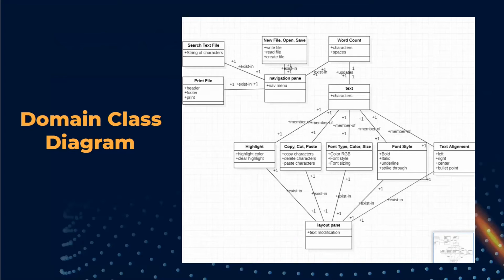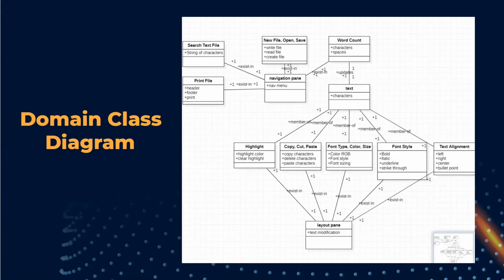As we move over to the domain class diagram, we're going to start with the text class. These are objects, obviously. So with the text object, highlight, copy, cut, paste, font type, color, size, font style, and text alignment are all things that are a member of that object.